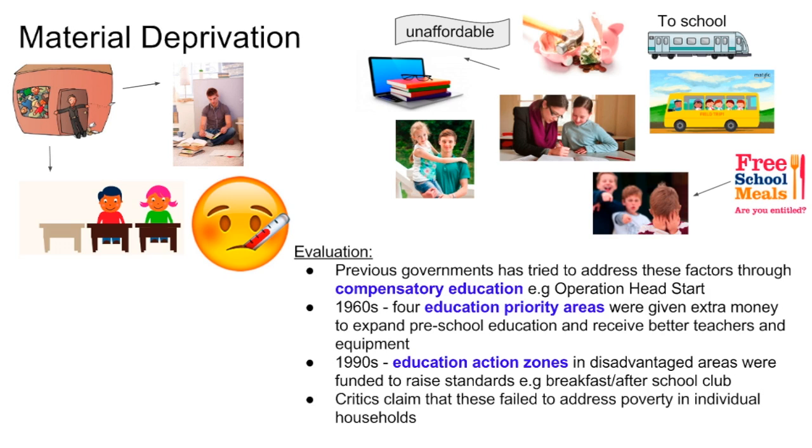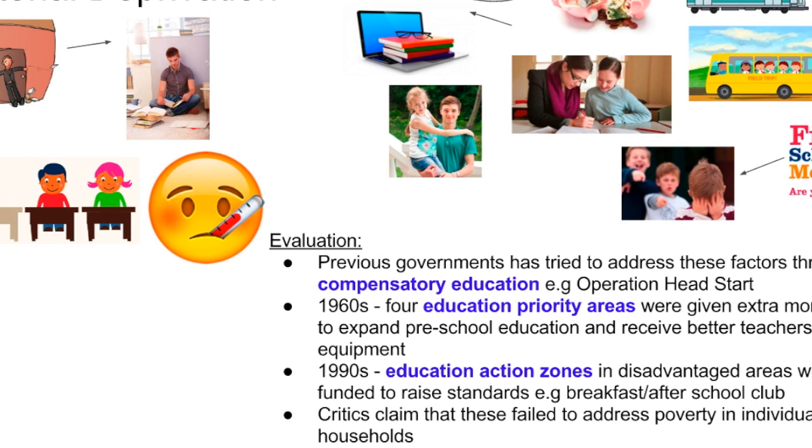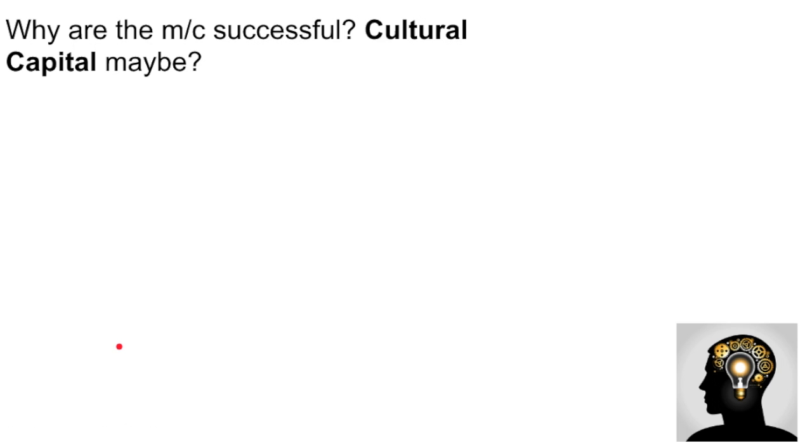So compensatory education is a policy to tackle the problem of underachievement of deprived children and families in deprived areas. This will help motivate them to achieve and do well and to improve in education, such as Operation Head Start. So, why are the middle class successful?